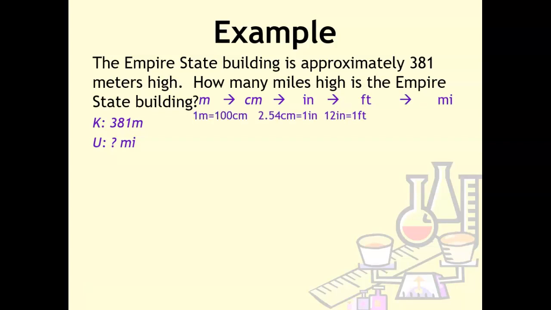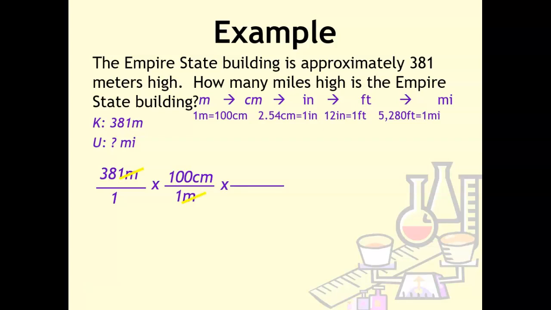So again, here's how it works. 1 meter equals 100 centimeters. 2.54 centimeters equals 1 inch. 12 inches equals a foot. 5,280 feet equal 1 mile. So we start setting it up. We start with what we're given, put it over 1. We multiply it times the conversion factor. Meters is on top, meters goes on the bottom. Centimeters goes on top because that was our plan, right? So we're going to cancel out the meters.